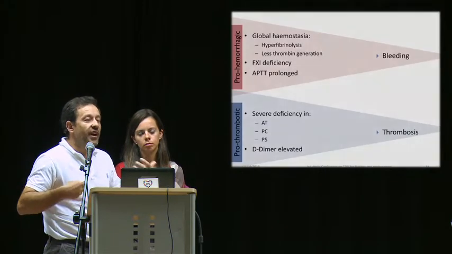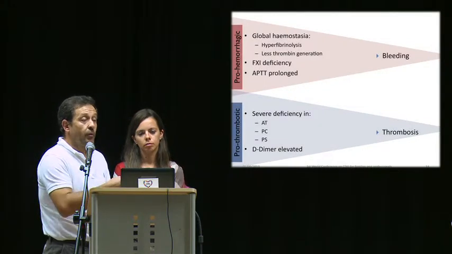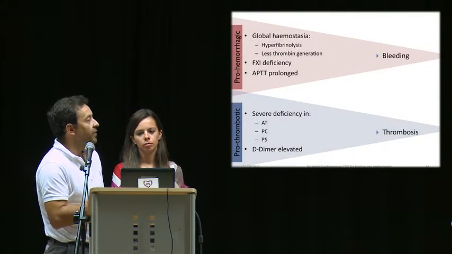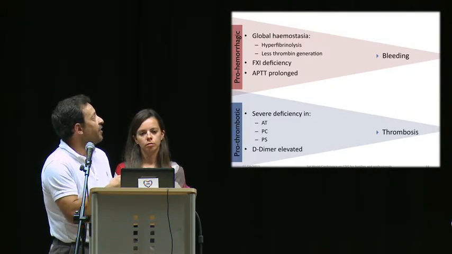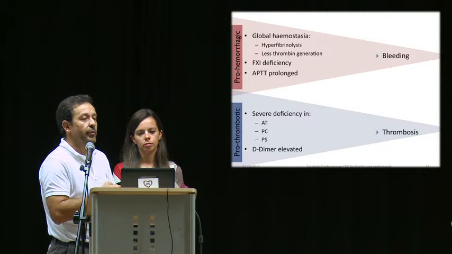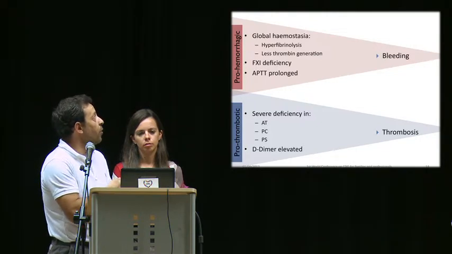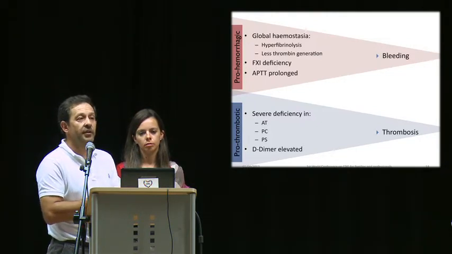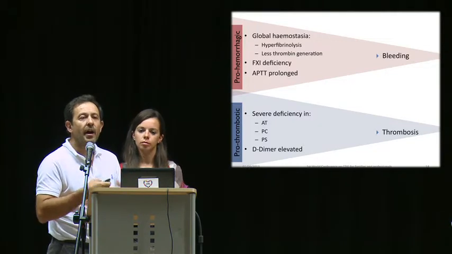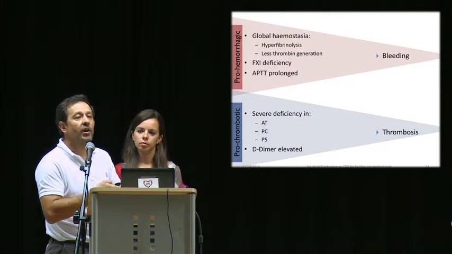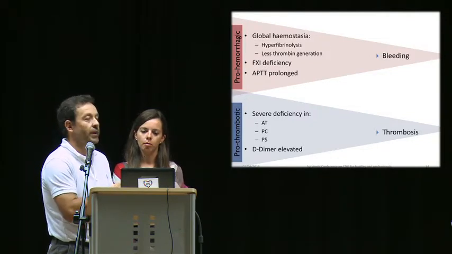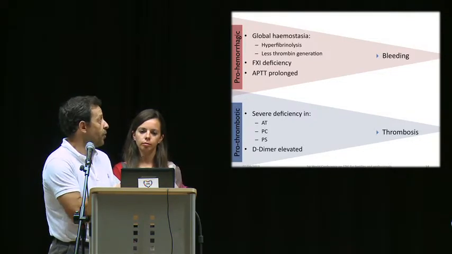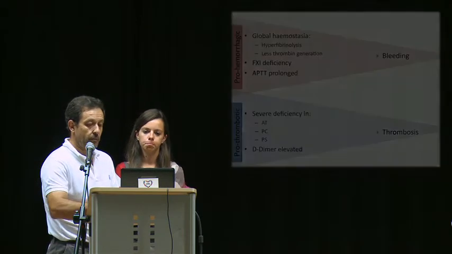So what's the final picture we can obtain from all this data? That we have a confused view. I mean, we have several data, like the hyperfibrinolysis, the lower thrombin generation, the prolonged APTT, or the factor 11 deficiency that suggest a higher risk of bleeding, but we also have several data suggesting a high risk of thrombosis, particularly the severe antithrombin and other anticoagulants deficiency.